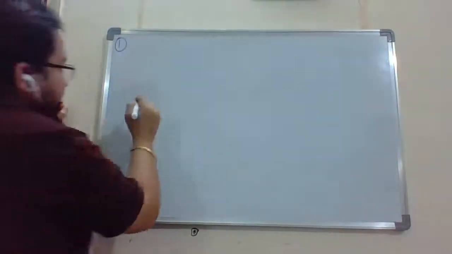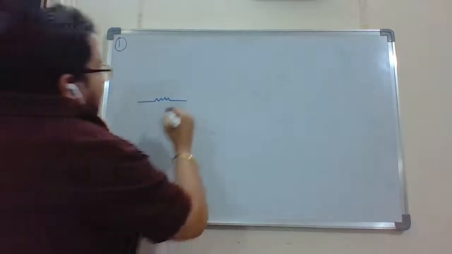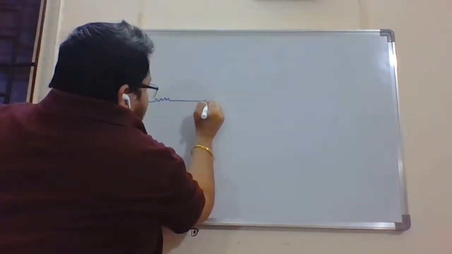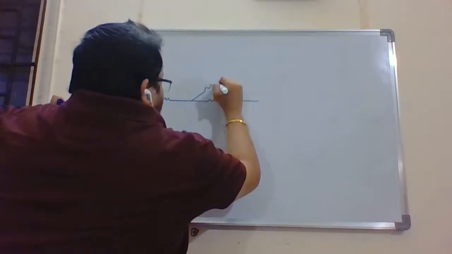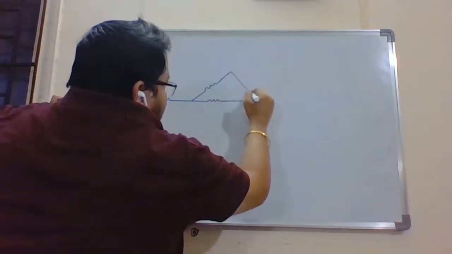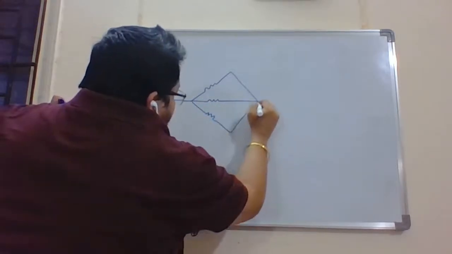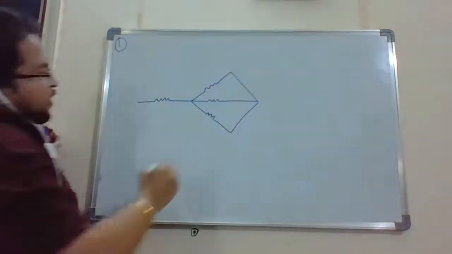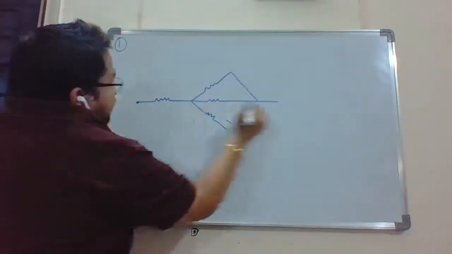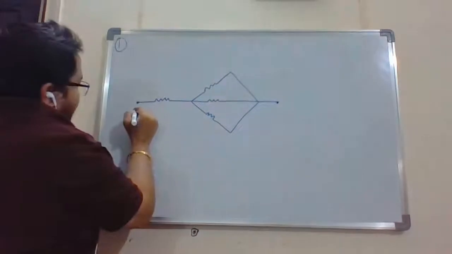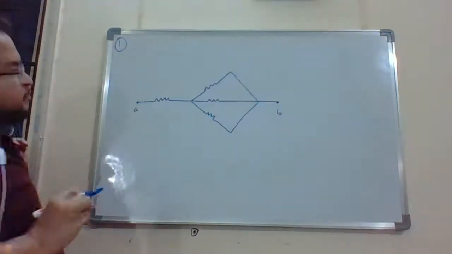Say we have one resistor here, and then we have a structure like this. From here we go like this, from here we come like this. And I'm saying find out the equivalent resistance across these two points A and B.